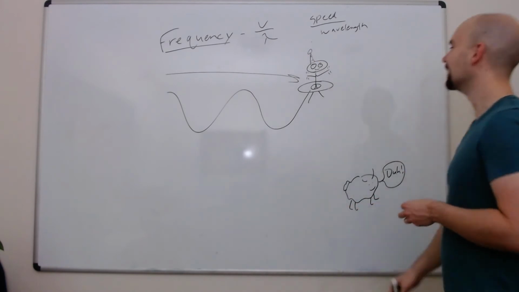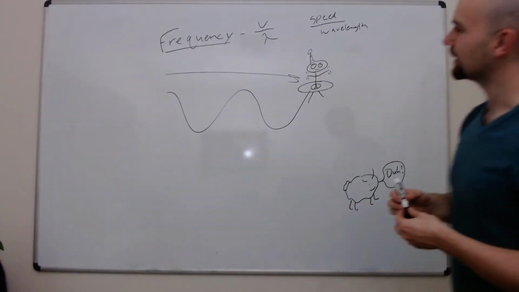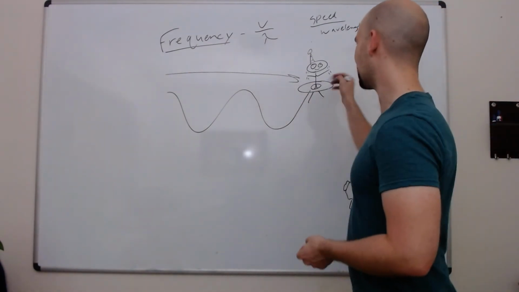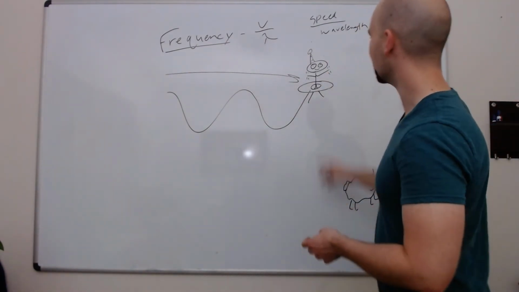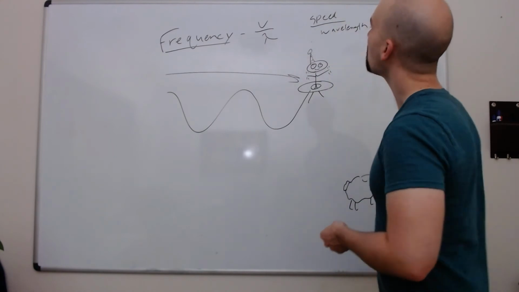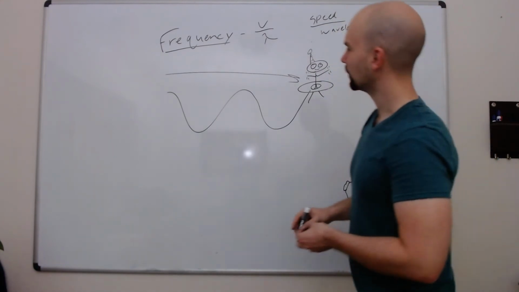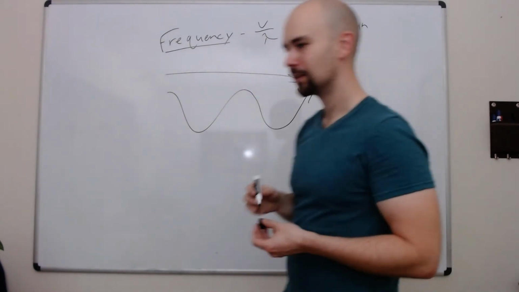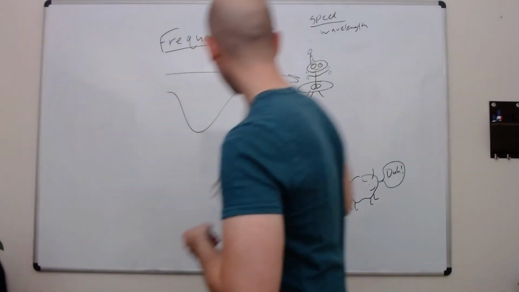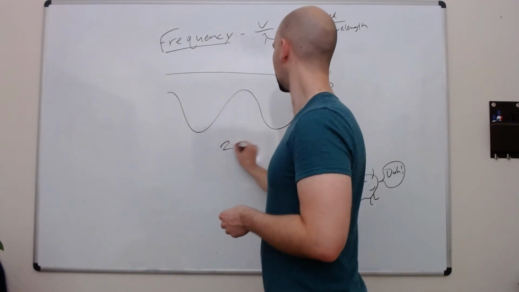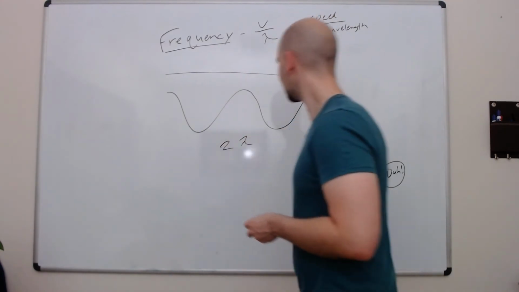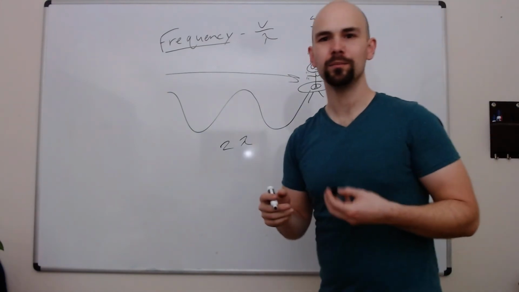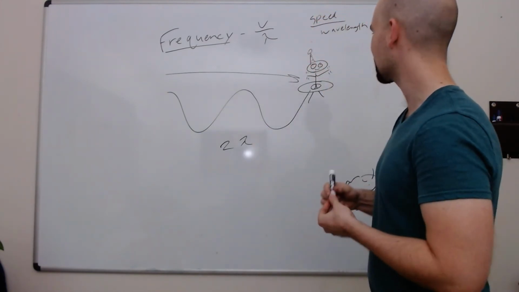There we go. So let's pretend that this entire length of wave will take exactly 1 second to propagate past this guy. And he's going to be oscillating as it does. So what would that mean? We have 2 wavelengths passing every second. So the frequency is going to be 2 wavelengths per second.